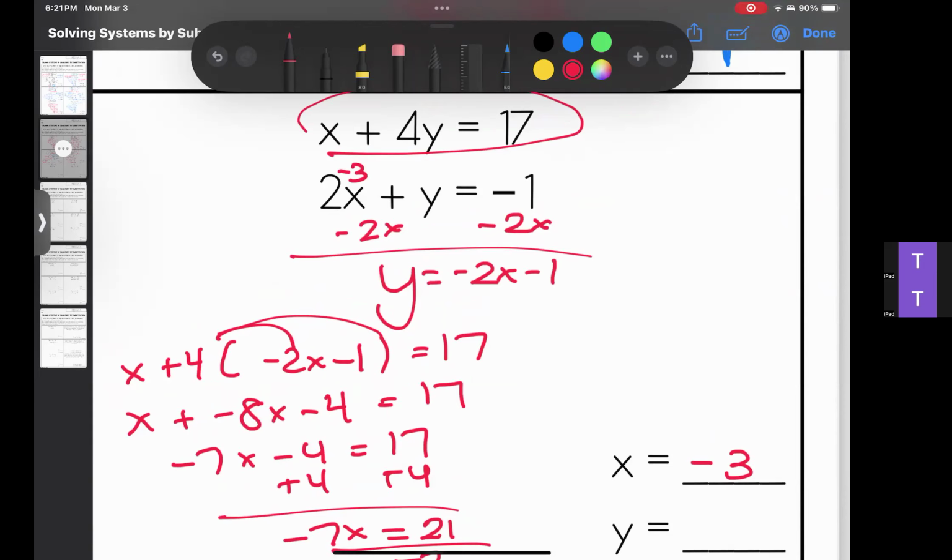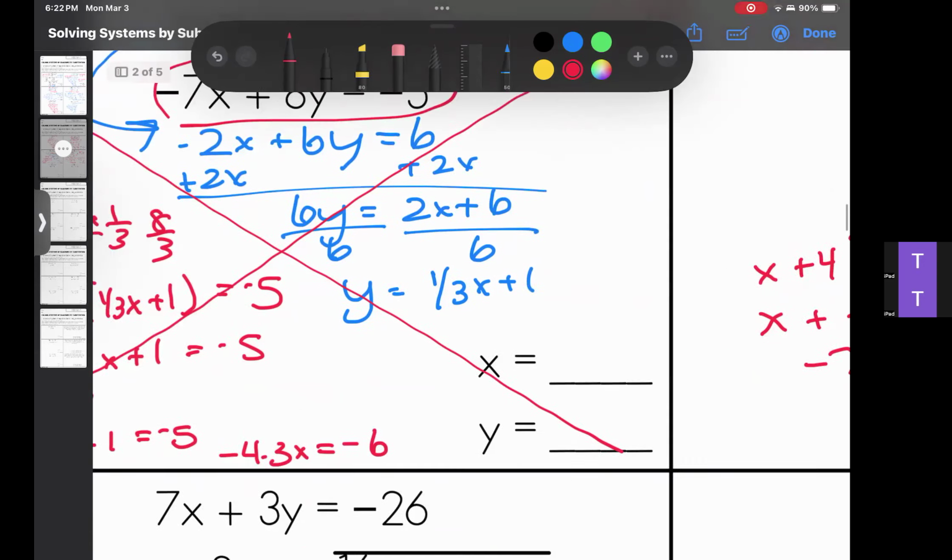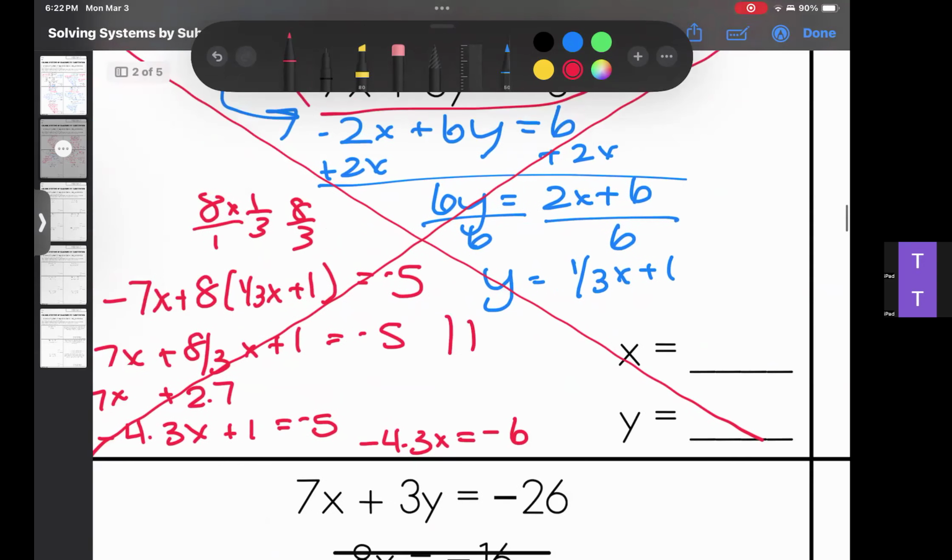We're going to put a negative 3 in. 2 times 3 is 6. Make it negative. So negative 6 plus y equals negative 1. Add 6, add 6. Y is equal to 5. And if we substitute it in, we end up with negative 3 plus 4 times 5 equals 17. Negative 3 plus 20 equals 17. The math is mathing.